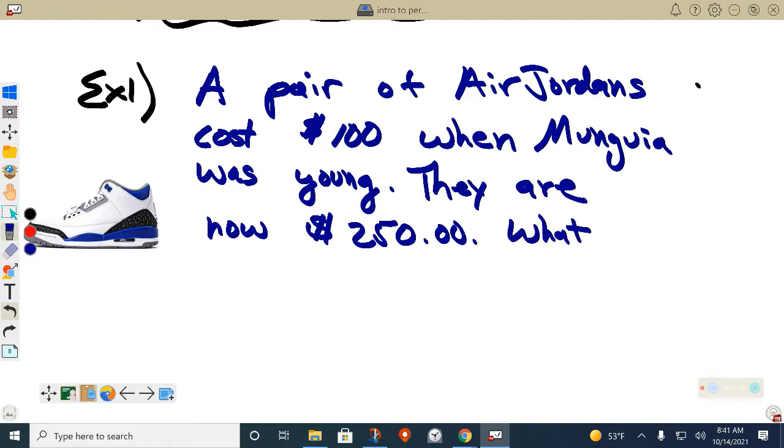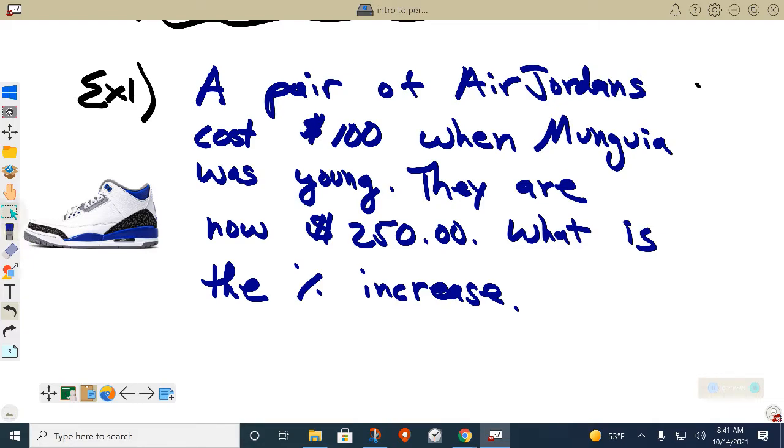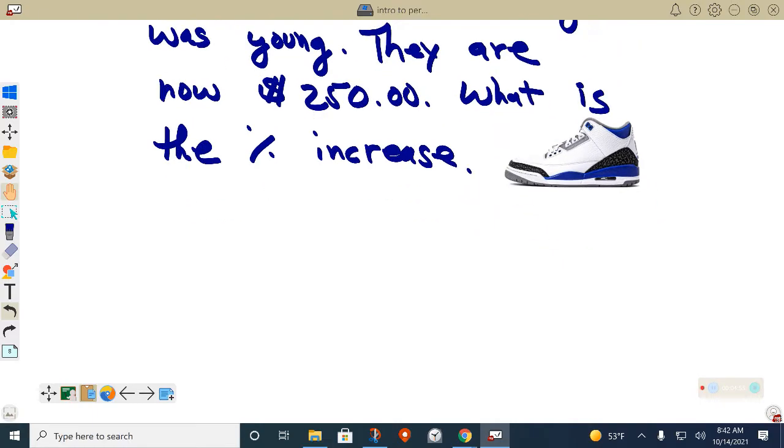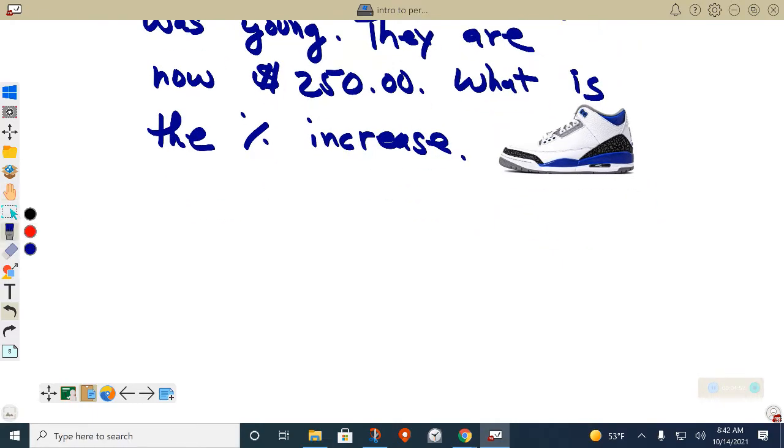What is the percent increase? We're dealing with percents again, but I'm asking for the percent increase in price of the Air Jordans. Write that down, please. Believe it or not, we're still going to use the proportion.